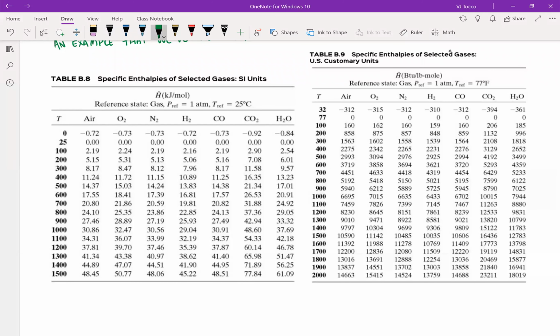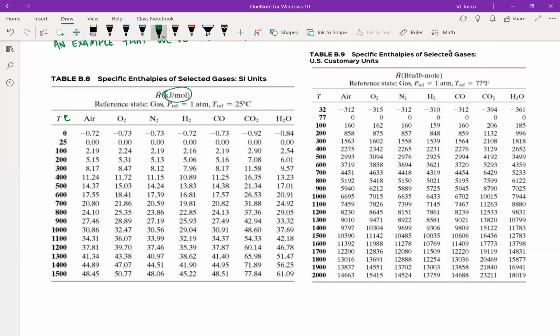These are the next couple of tables in your appendix. And note the titles of the tables. It's called Specific Enthalpies of Selected Gases. Notice that they're the same exact gases in both tables. The only difference is that table B8 is for SI units. In other words, temperature is given in degrees C, and the energies are given in kilojoules per mole.